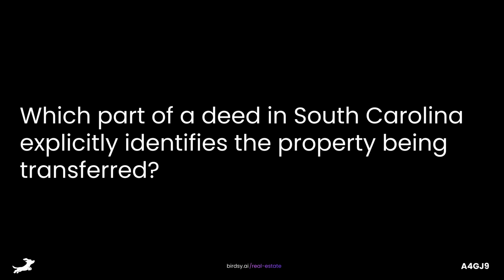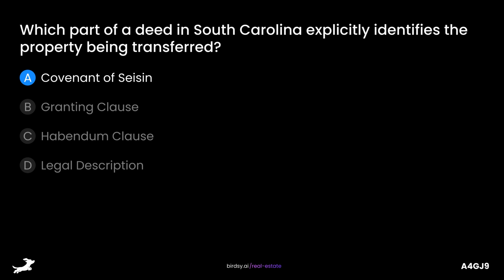Which part of a deed in South Carolina explicitly identifies the property being transferred? Is it A, covenant of seisin, B, granting clause, C, habendum clause, or D, legal description? The answer is D, legal description.